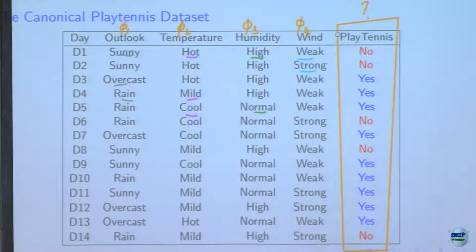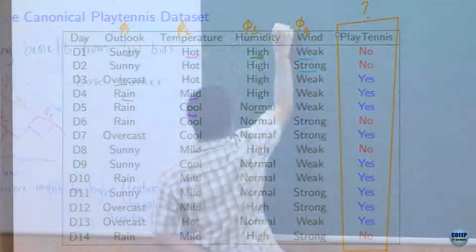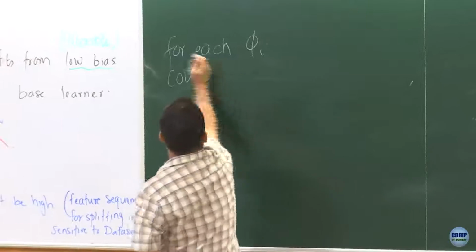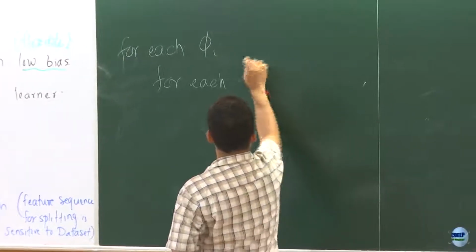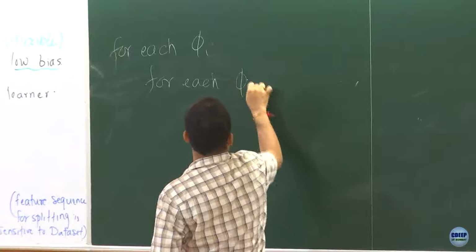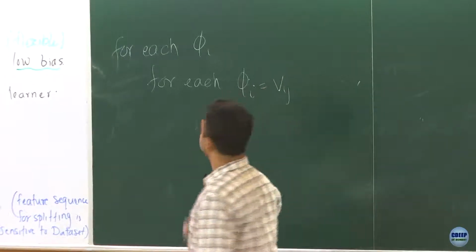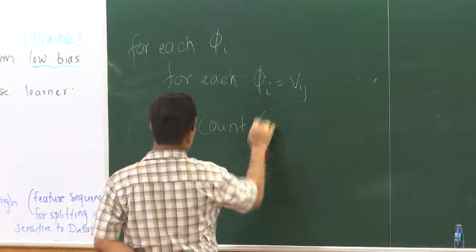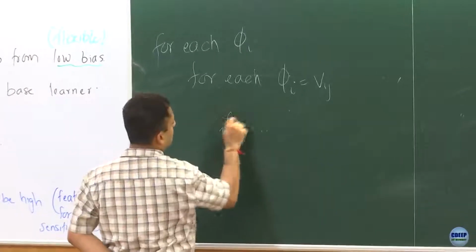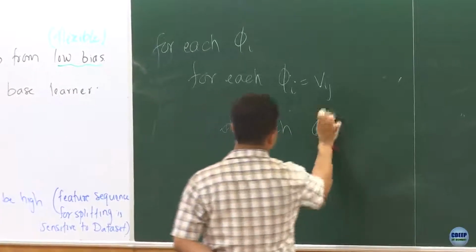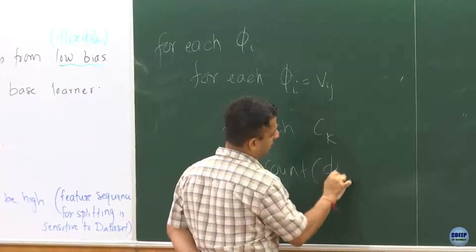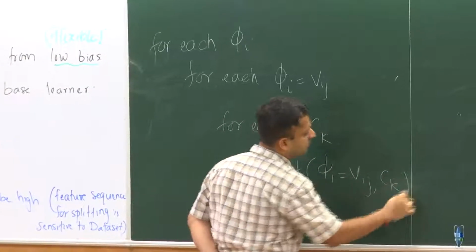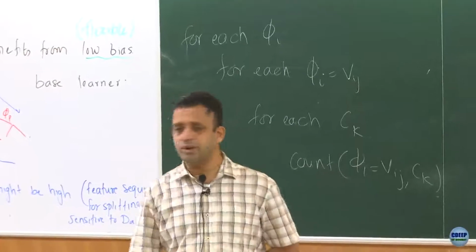You could do a simple counting, right? You could just say, count for each phi i and for each Vij, that is phi i equals Vij, estimate the count of, for each class Ck, you could look at the count of phi i equals Vij, comma Ck, and pick that which has the maximum value. Would that be a good idea?